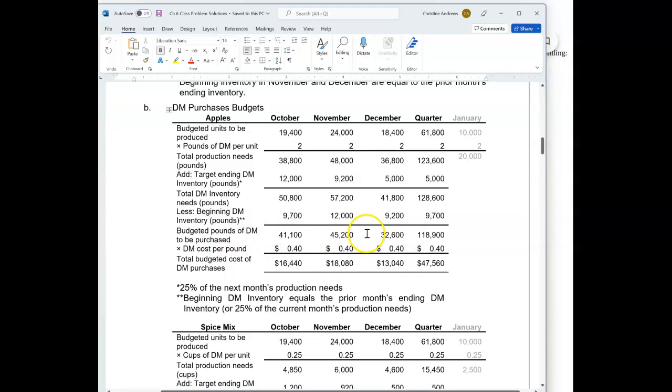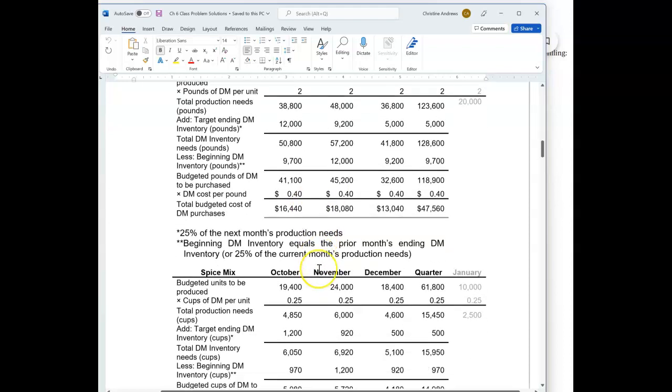So these are the number of pounds of apples that we need to purchase. The 41, 45, and 32. Direct material cost per pound is 40 cents a pound. So there are our purchases numbers. This is for the budget right here. 16,440, 18,080, and 13,040. Okay, so that's apples.